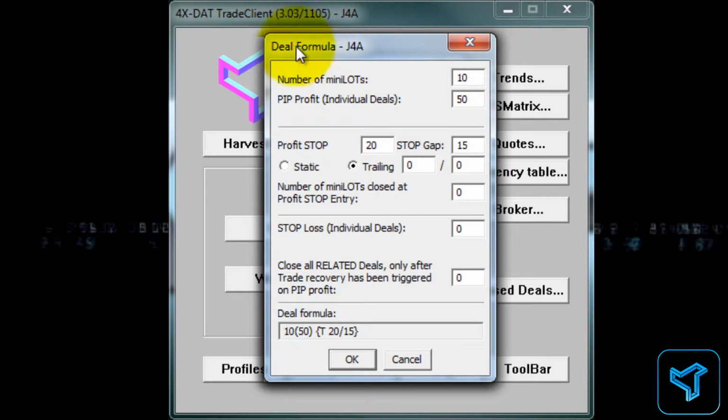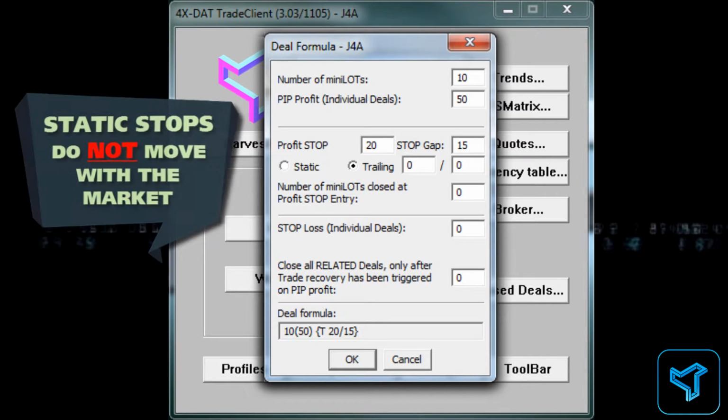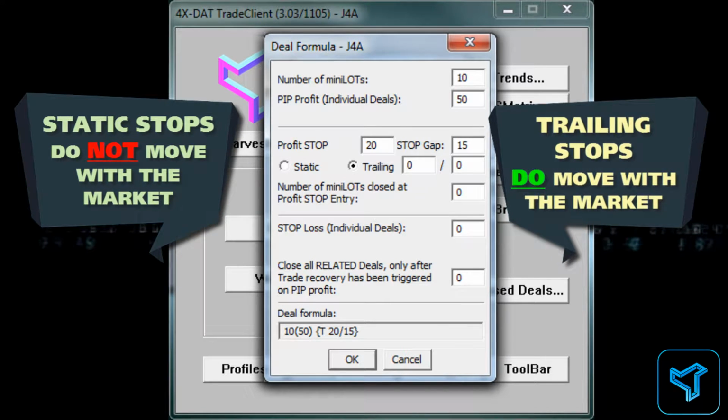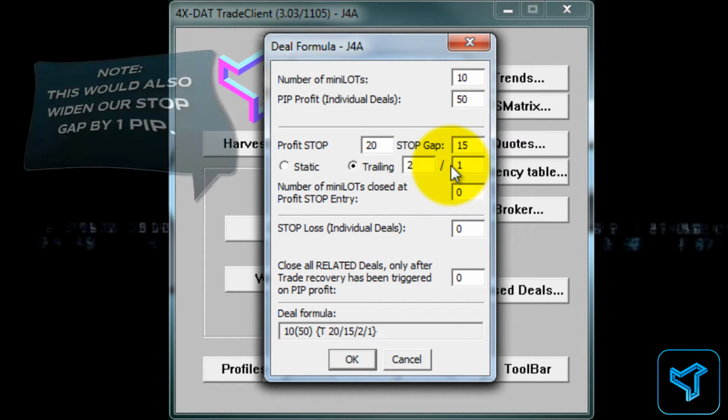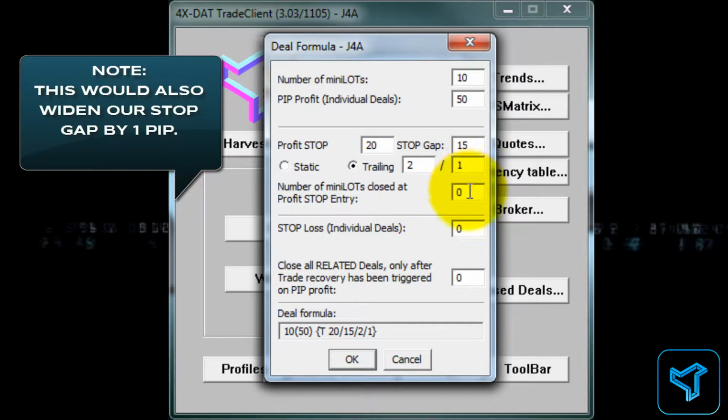Below this, we have the option of selecting static stop or a trailing stop. A static stop does not move with the market. A trailing stop, however, does move with the market. The 0/0 trailing stop is a very common trailing stop. This would indicate that for every pip that the market moves in our direction, a trailing stop would increase 1 pip in the direction of our trade as well. Likewise, a trailing stop of 2/1 would indicate that if the market were to move 2 pips, a trailing stop would increase by 1 pip, and so on.